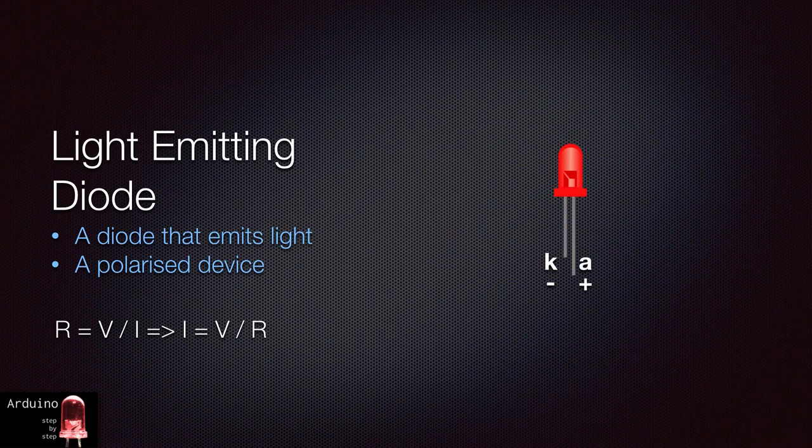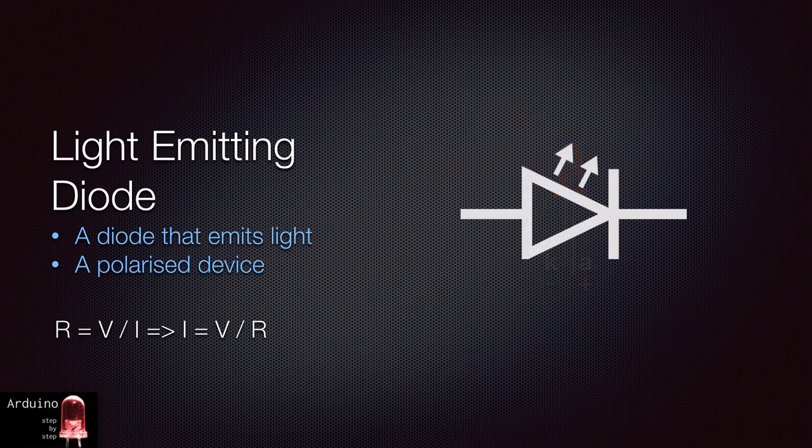Notice that in an LED, there is a short leg and a long leg. The short leg is called the cathode, often noted with a K, and should be connected to the negative voltage. The longer leg is called an anode, noted with an A, and should be connected to the positive voltage. Other devices that are polarized and use similar or the same terminology are transistors and certain types of capacitors. Symbolically, an LED is depicted like this.